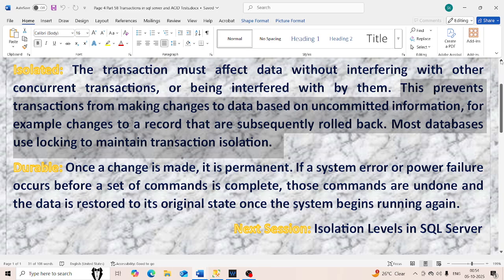Once the system begins running again, so let's say, for example, we are executing a long running transaction, and half of the data is modified, and then all of a sudden there is a power failure. When the power comes back, the database should roll back and undo the changes that it has already done and leave the database in a consistent and durable state. That is what durable means.